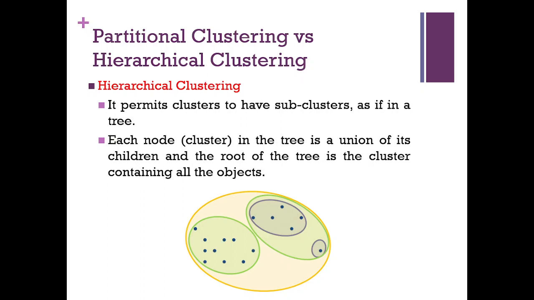And if you see here, one data point does not belong to only one cluster. For example, this data point belongs to this cluster with a purple border, this cluster with a green border, and this cluster with a yellow border. So one data point is belonging to more than one cluster as compared to partitional clustering.